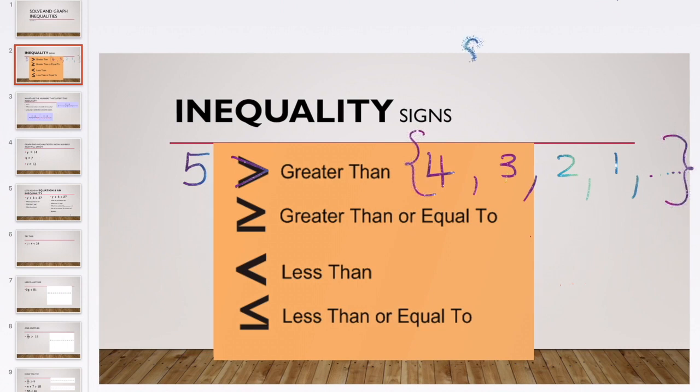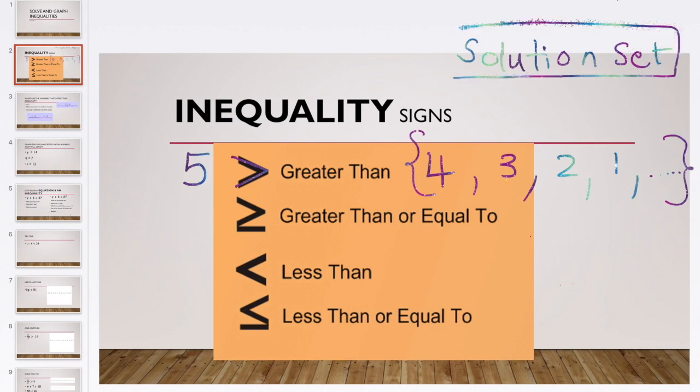Now this is a new word that you are going to learn today. Solution set. Let's try to understand what this means. Solution means an answer. A set means it's more than one. So solution set means more than one answer. And as you can see, there's 4, 3, 2, 1 in this example. That would make this inequality correct. In other words, that would make this inequality statement true. So the statement has to be true. A true statement. That's what I want.